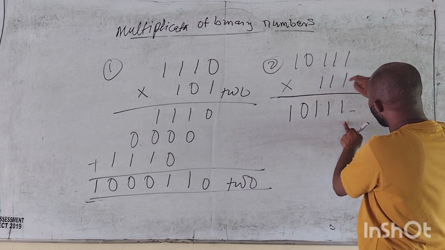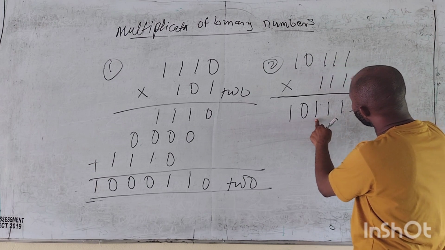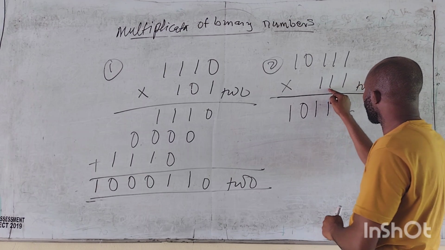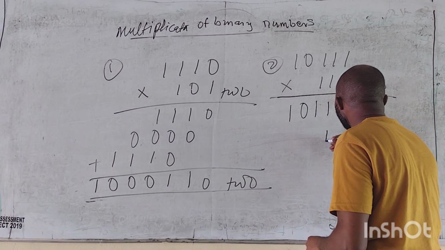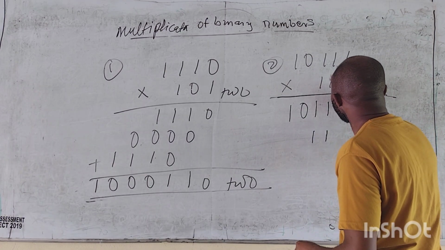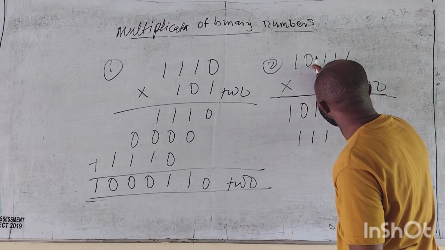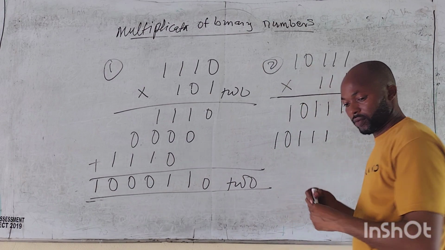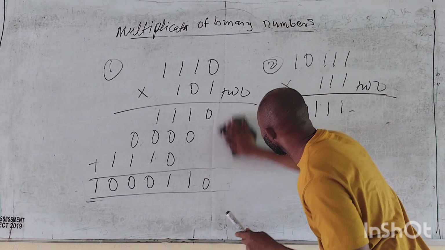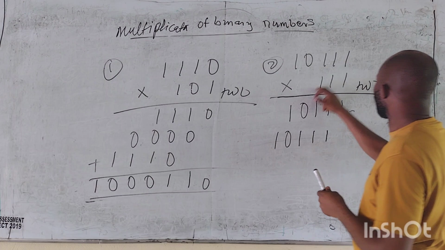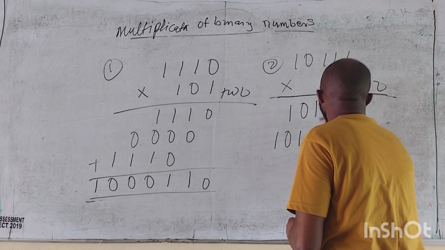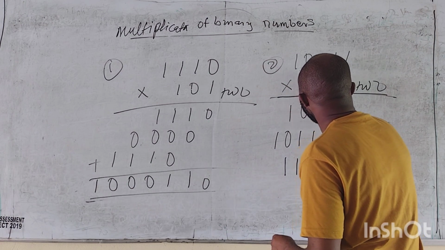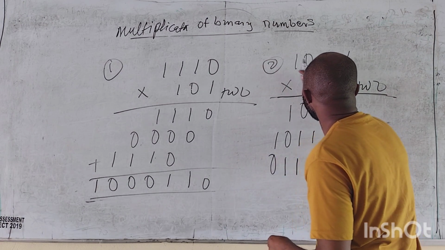1 times 1 is 1, 1 times 1 is 1, 1 times 1 is 1, 1 times 0 is 0, 1 times 1 is 1. We'll come back to the next one. 1 times 1, 1. 1 times 1, 1. 1 times 1, 1. 1 times 0, 0. 1 times 1, 1. Last: 1 times 1, 1 times 1, 1 times 1, 1 times 0, 1 times 1.